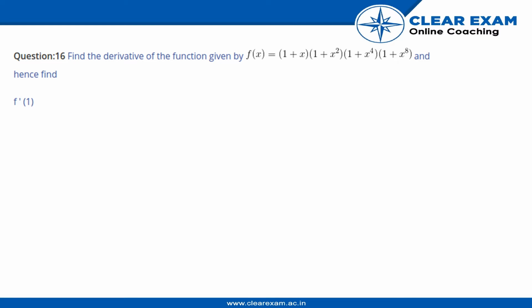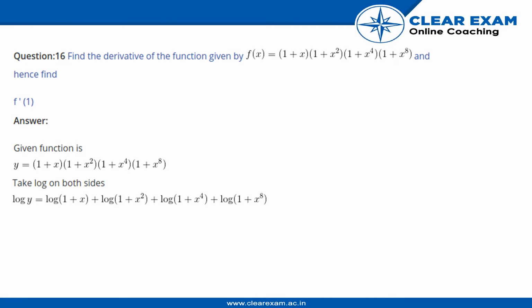Find the derivative of the following function, f(x) equals (1 plus x)(1 plus x squared)(1 plus x to the power 4)(1 plus x to the power 8), and also find f'(1). Let this function be equal to y.